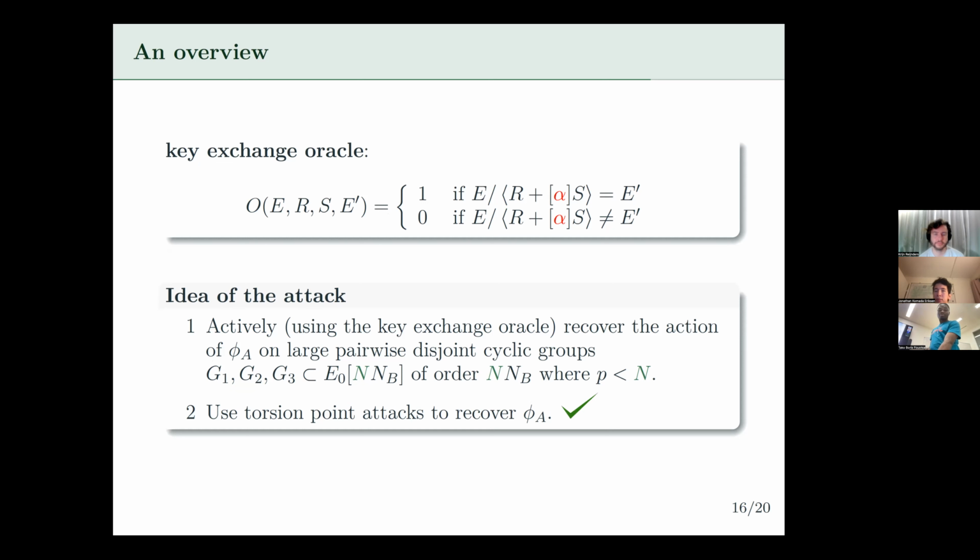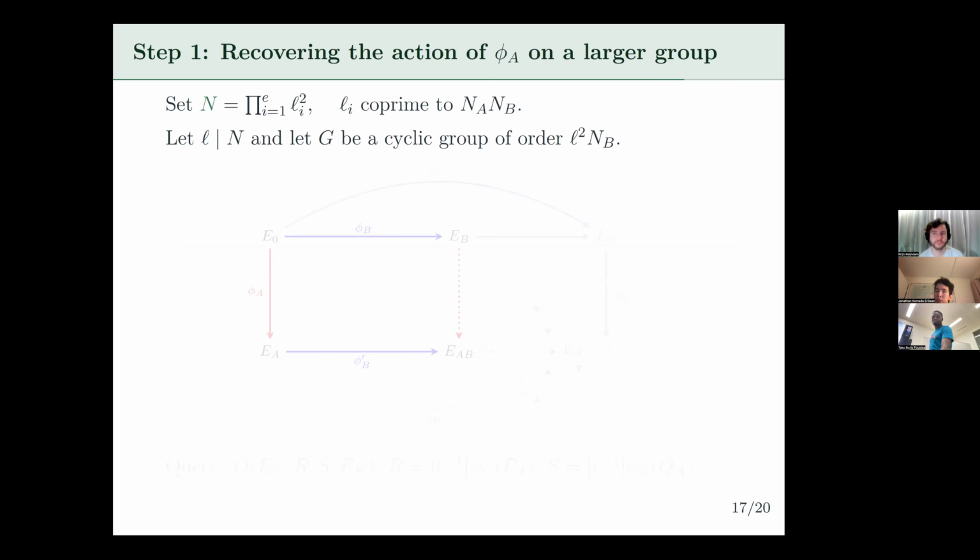So the second part, we already know how to do it, running the petit torsion points attack. So how do we recover the action of a secret isogeny on a larger torsion group? I want to recover the action of my secret isogeny on a group of order n, where n is the product. N should be power smooth. You will understand why n is power smooth later. So n should be the product of some l_i's. Here we choose l_i's to the squares, and then n is coprime to na and nb.